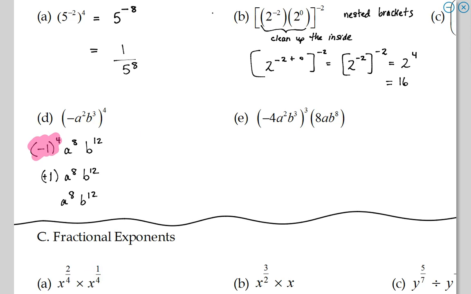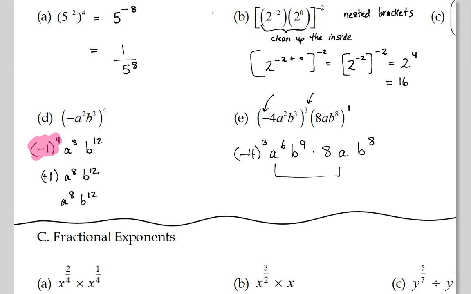Now you have something similar on the next problem with the power 3 and this negative 4. That's going to come out negative because it's negative times a negative times a negative. An odd number of negatives will come out negative. Then you have a to the 6, b to the 9. There's a power 1 over here, so it's like that bracket doesn't even matter. 8, a, b, 8.